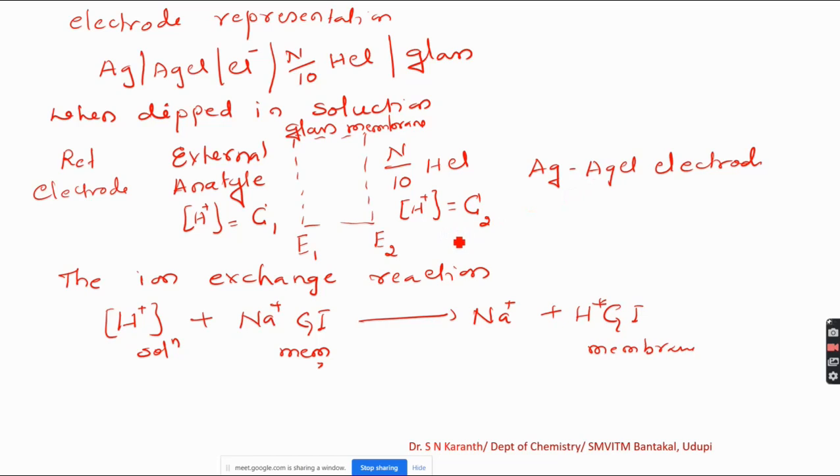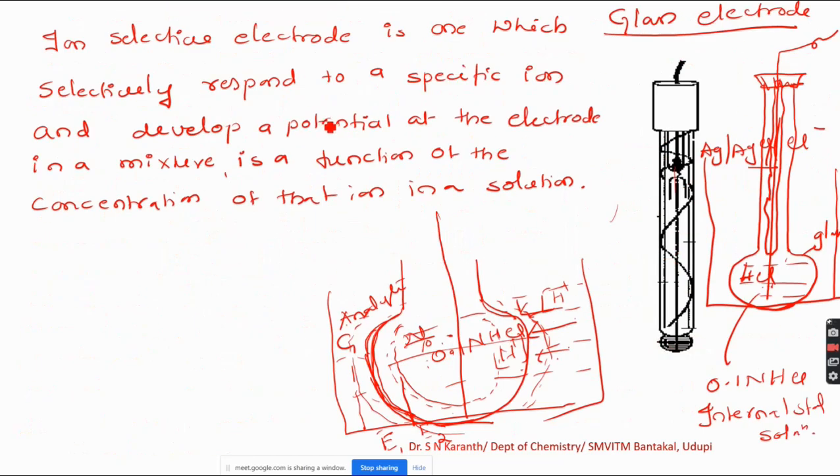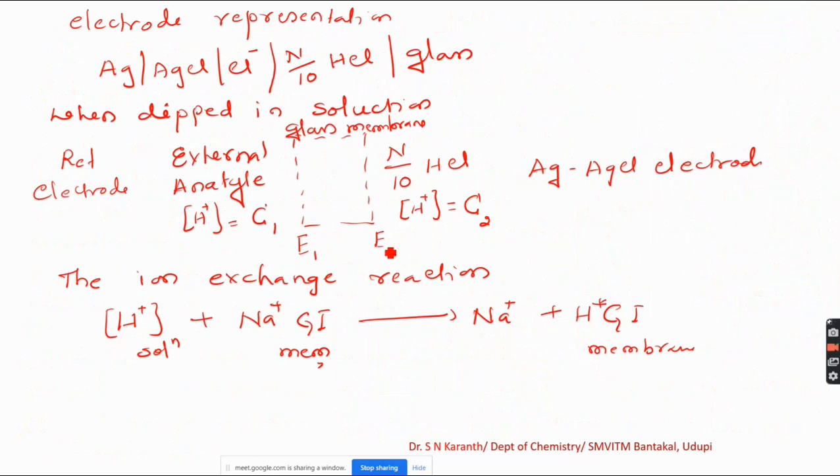When it is dipped in a solution, the external reference electrode is in turn connected with the external analyte solution with H plus concentration equal to C1. Here we connect another electrode, which we call the reference electrode, and it is in contact with the external analyte solution. The external analyte solution is in contact with the membrane, and across the membrane we can observe a difference in potential. The outer potential we write as E1 and the inner potential as E2, which is in contact with the internal standard solution N by 10 HCl. Its concentration is taken as C2, which in turn is in contact with the silver chloride electrode.